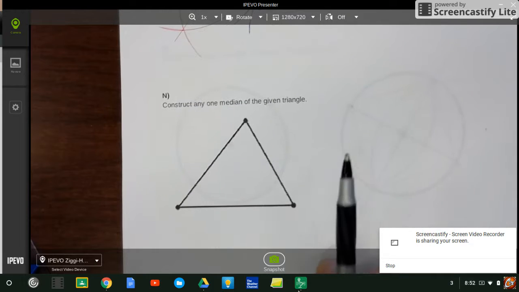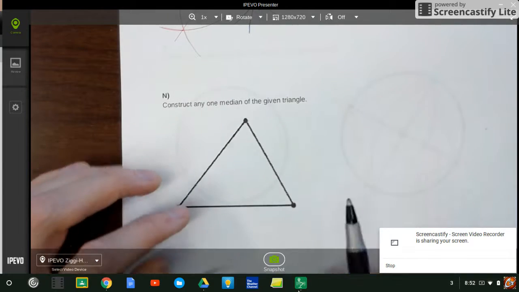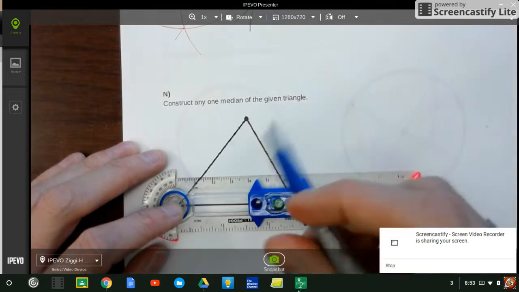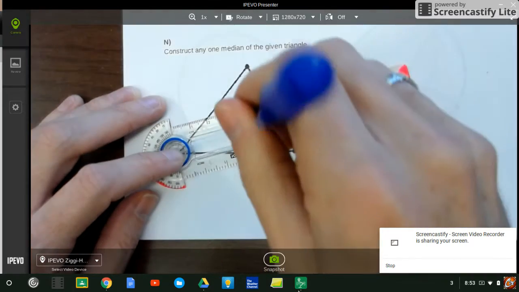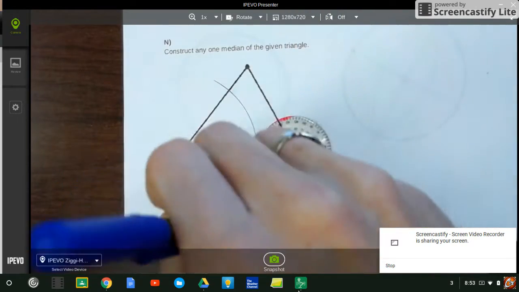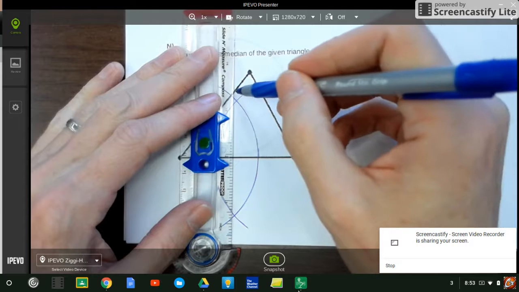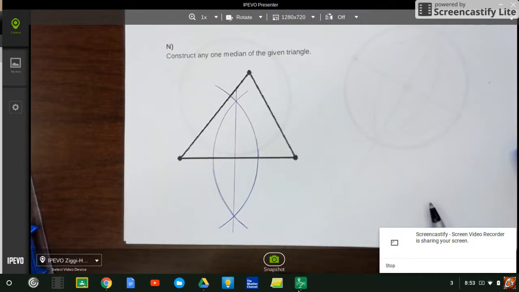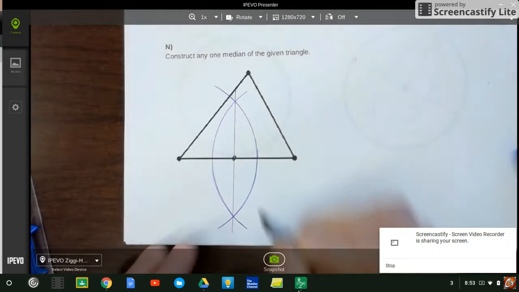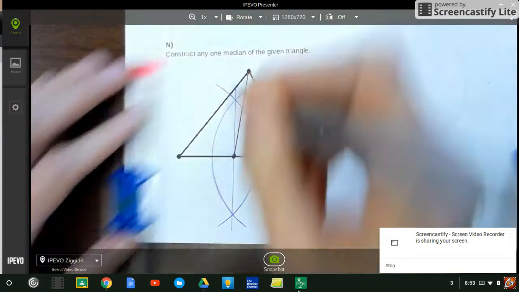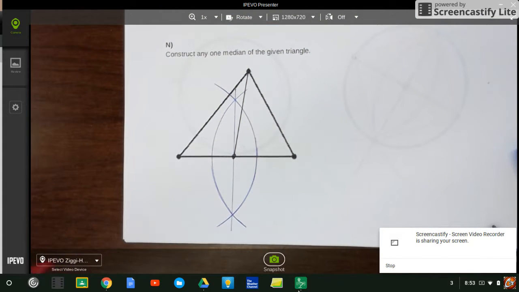Last one, construct any one median of the given triangle. Median goes to a midpoint. So I'm going to do just one at the bottom here. So I need to find the midpoint first. So finding my midpoint, I can do a perpendicular bisector to do that. Okay, and do my bisector. So my midpoint is now going to be right there. And to construct the median, I want to go from there to here. So there's my median. Okay, simple as that.